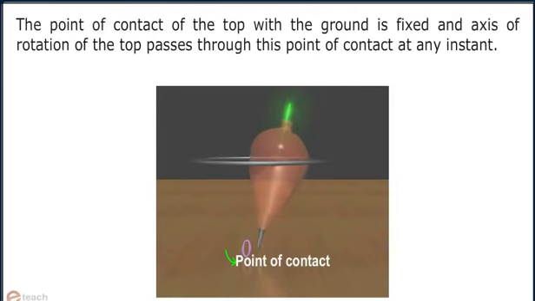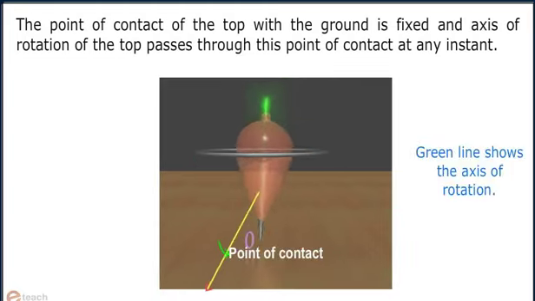The point of contact of the top with the ground is fixed, and the axis of rotation of the top passes through the point of contact at any instant. You can see the green line which shows the axis of rotation.